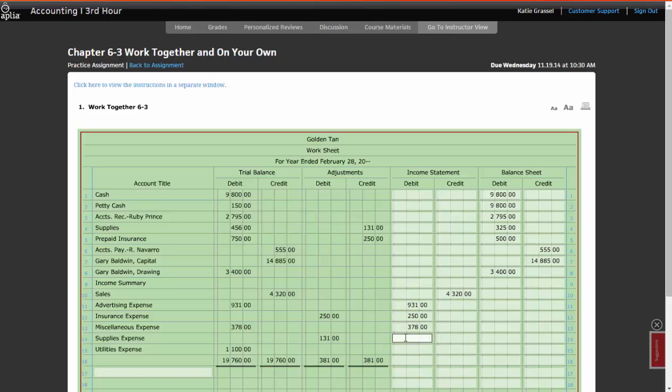$378, $131, $1,100. Now, break out your handy-dandy little calculator, and you are going to get totals going all the way across, and they will not equal. They shouldn't equal right away, because what are we trying to determine?